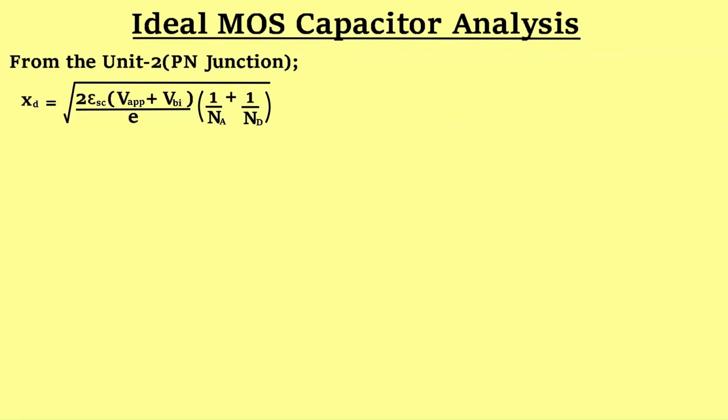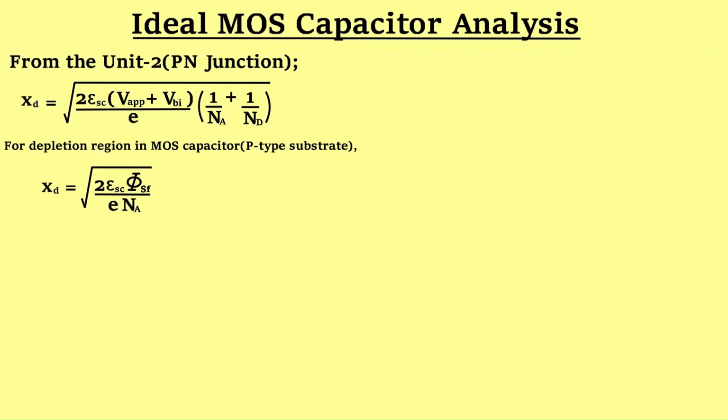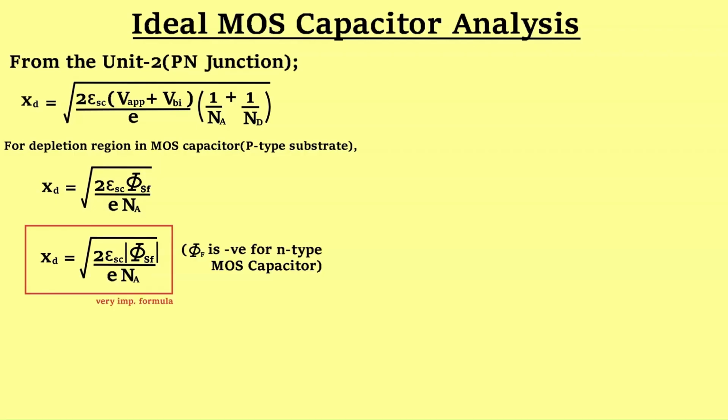If we assume that we have a one-sided p-n junction, then the space charge width or the depletion width will come out to be equal to under root 2 multiplied by permittivity of the semiconductor into surface potential divided by magnitude of charge on an electron into doping concentration within the bulk semiconductor. The Fermi potential for n-type substrate is negative, so we modify the formula a little bit. The modulus sign includes the negative Fermi potential which will be present in n-type substrate.